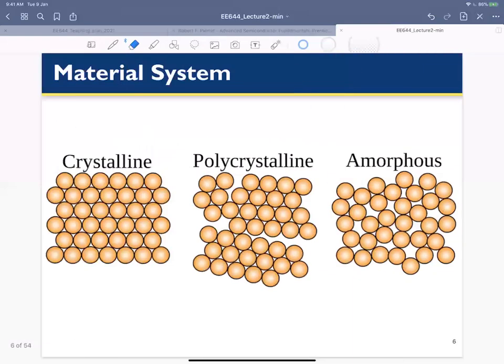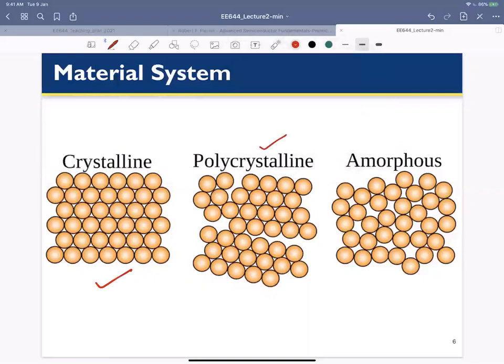Okay. So talking about material systems in this device course and the transistor course, we'll mainly talk about three kinds of materials. One is crystalline. This is very important because we want the semiconductor material to be crystalline. We'll also talk about polycrystalline material here, right?